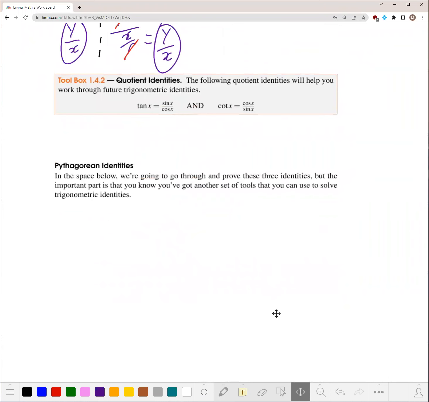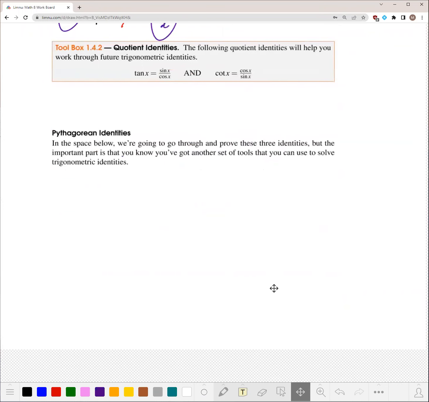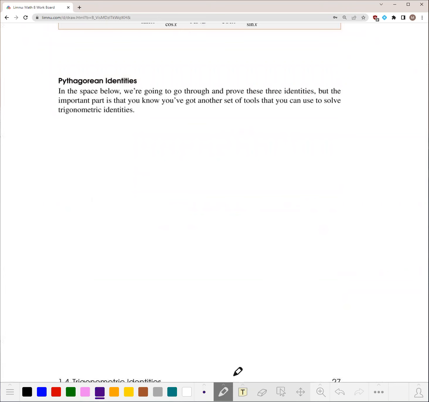Next up is our Pythagorean identities. In the space below, maybe we'll go over one of them here. So I'm going to draw a triangle here. This is a right angle triangle. Keep in mind that if we're using our unit circle, let's say this is a triangle on our Cartesian plane, our radius is equal to 1, and then we have our y value and our x value, given an angle theta.